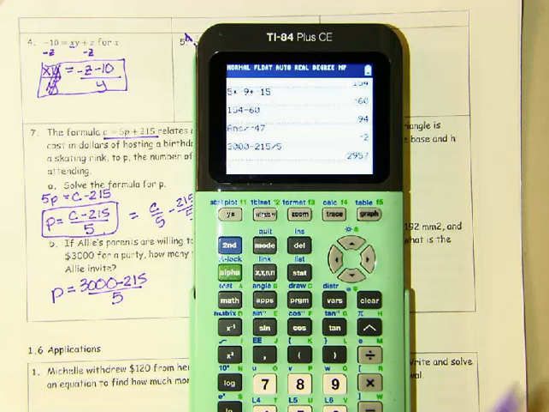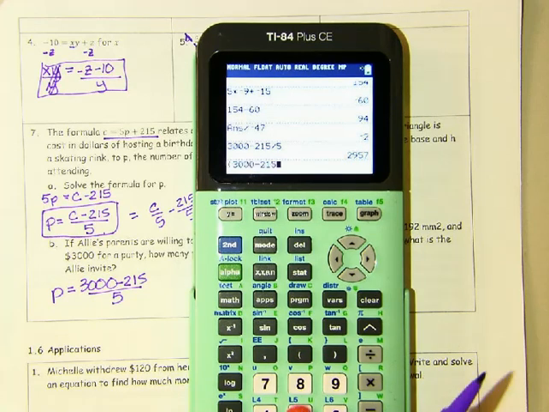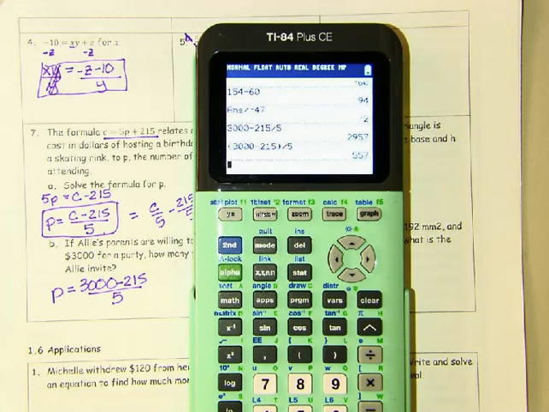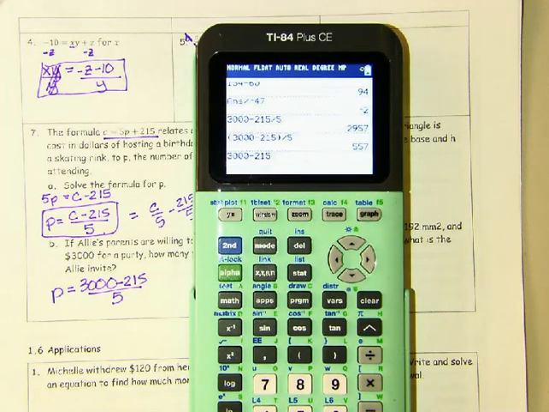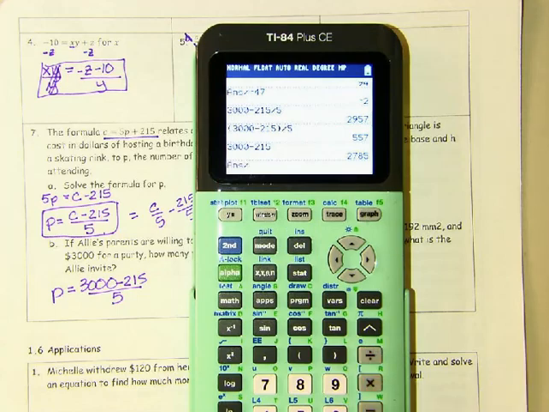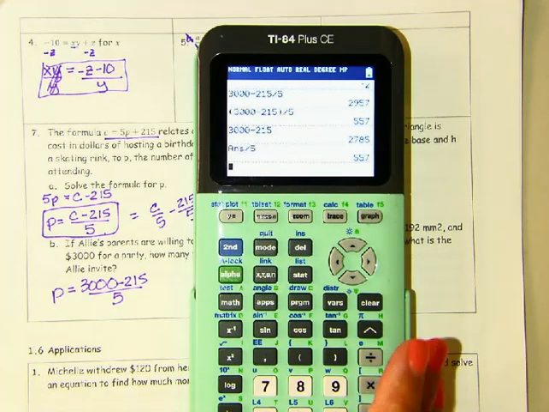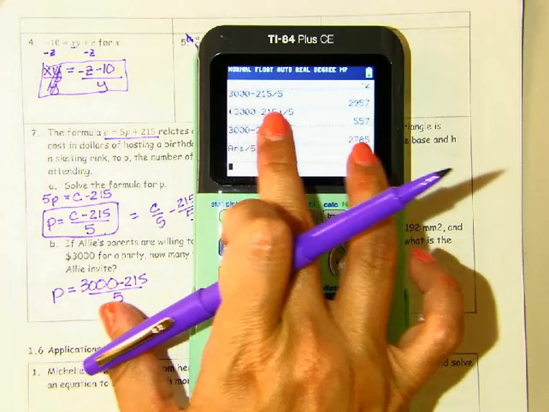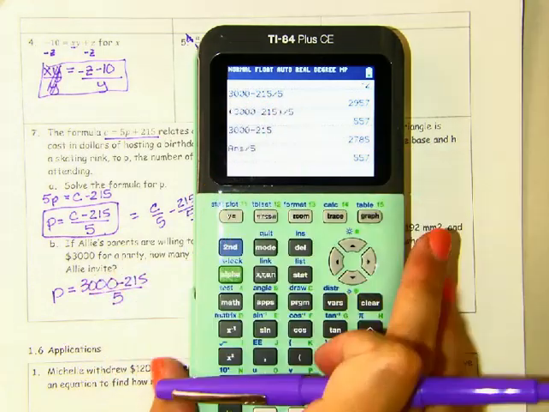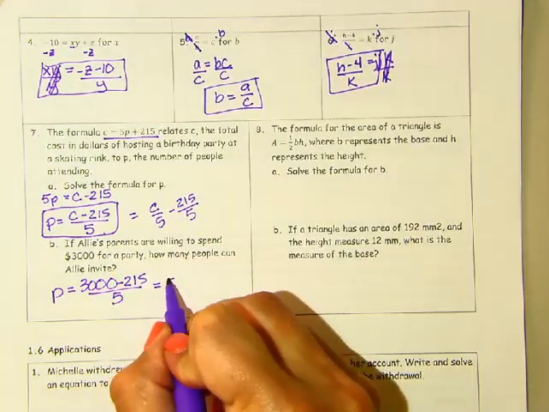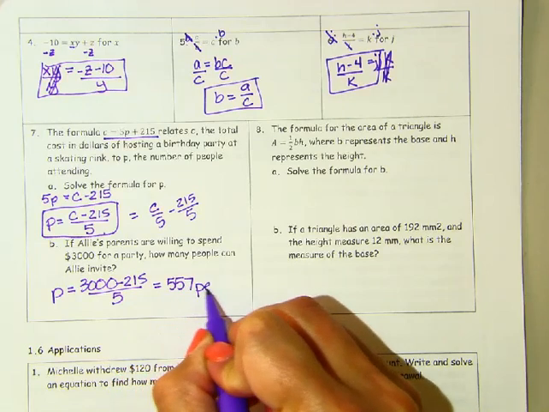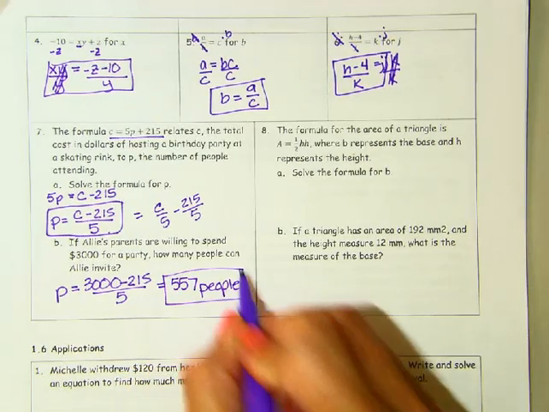That's crazy. So if I either put parentheses around the 3,000 minus 215 and then divide by 5, I get 557. That's still an awful lot of people, but that's actually the right answer. Or if you take that 3,000, subtract 215, push enter, get an answer, divide that answer by 5, it also gets you that 557. So you just have to make sure to separate it out because this doesn't separate it out. Okay, so you got 557 people. That's a lot of people to have on a skating rink at one time.